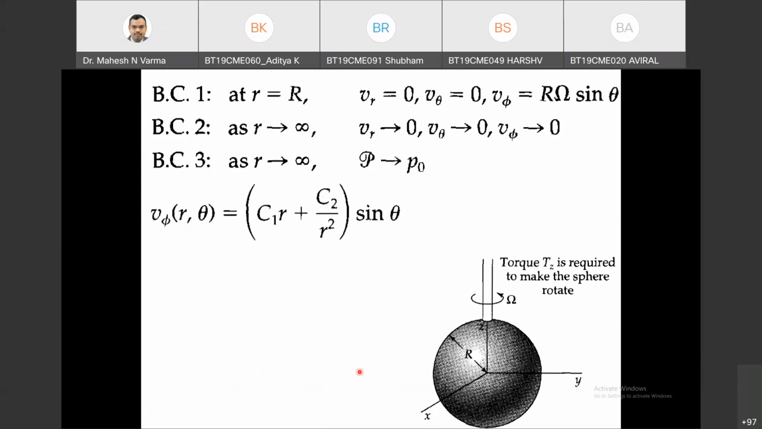Harshavardhan, you got it? Yes, sir. So what will be the value of C1 and C2? C1 will be 0. Why? We apply the boundary condition: at r equals R, velocity is 0. How will C1 be 0 using that?